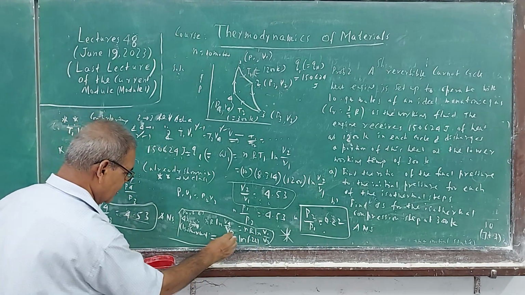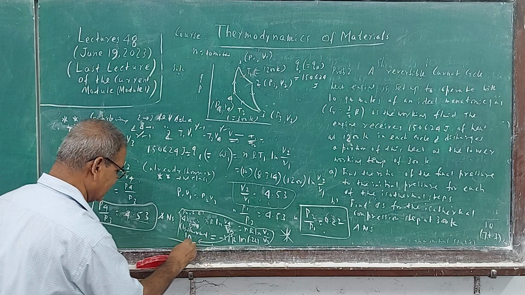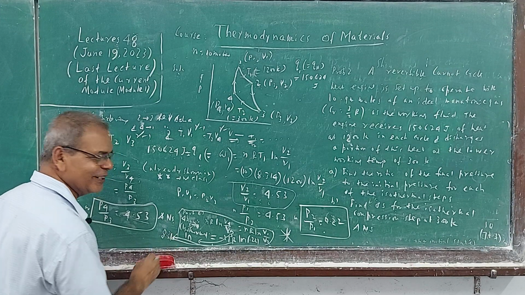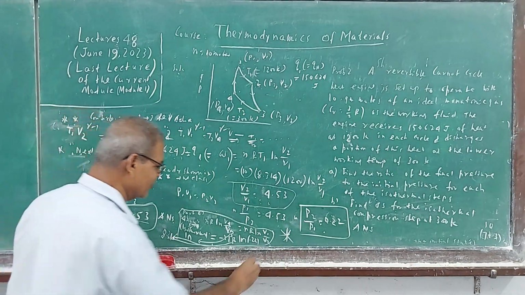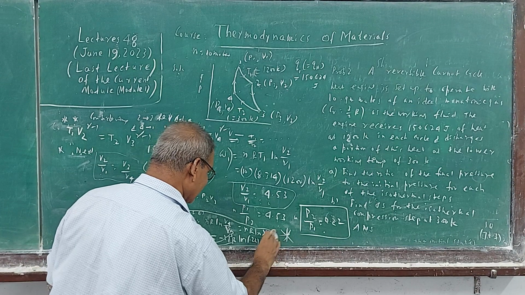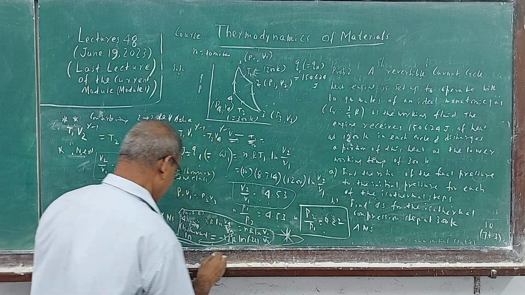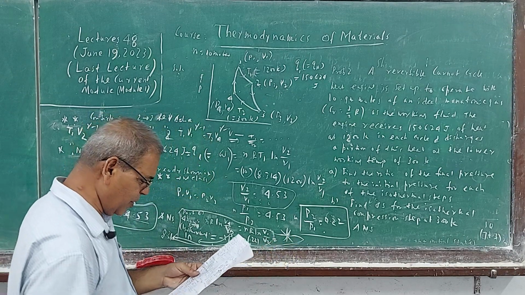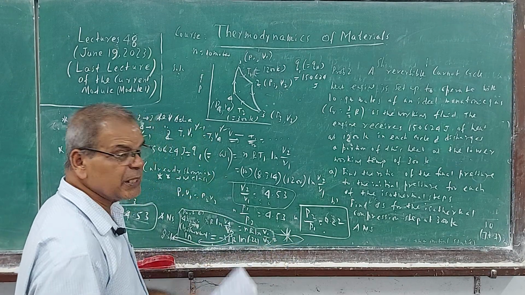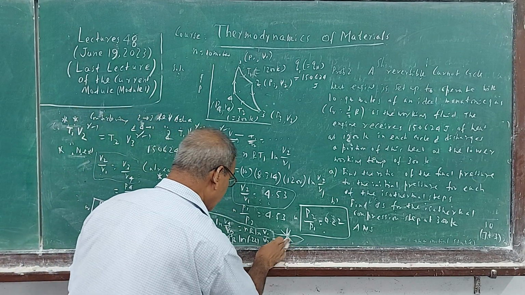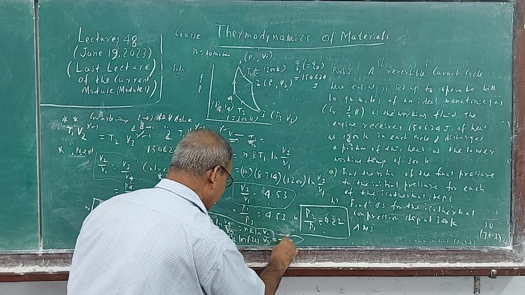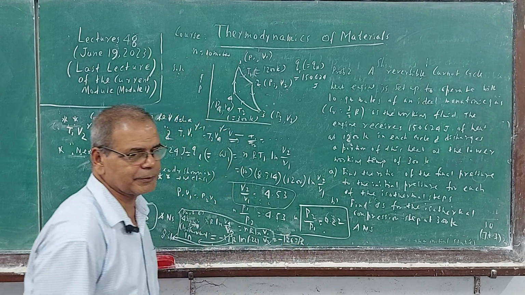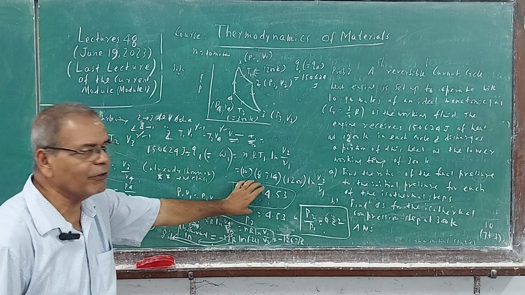How much is it? n is 10, R is 8.314, ln 0.22. Write the answer here, I am giving the answer: minus 126 joule per Kelvin. This is about 10 marks, from here to here.